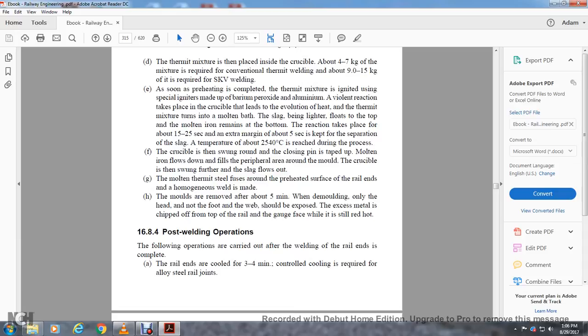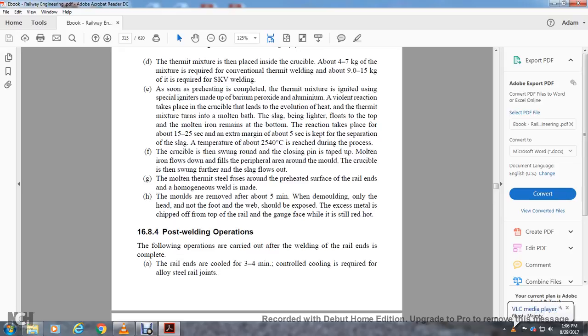The molds are removed after about 5 minutes of demolding. Only the head of the mold, not the foot of the welding, should be exposed. The excess metal is chipped off the top of the rail and the gauge faces while still red hot. Post-welding operations: the following operations are carried out after the welding of the rail ends is complete.